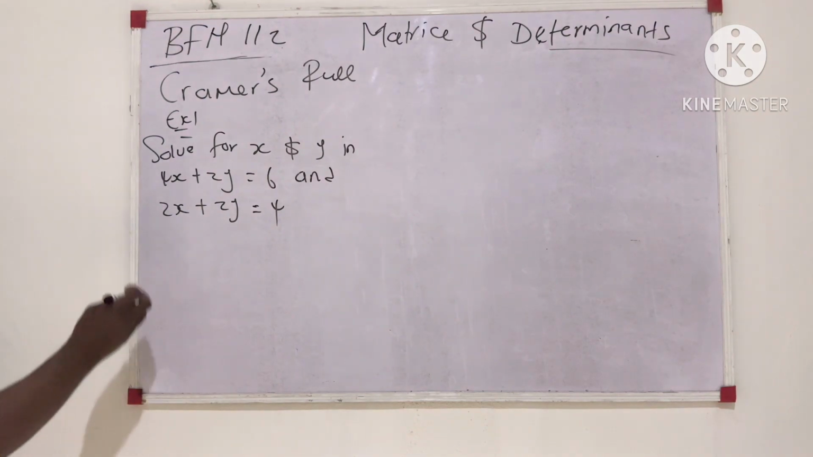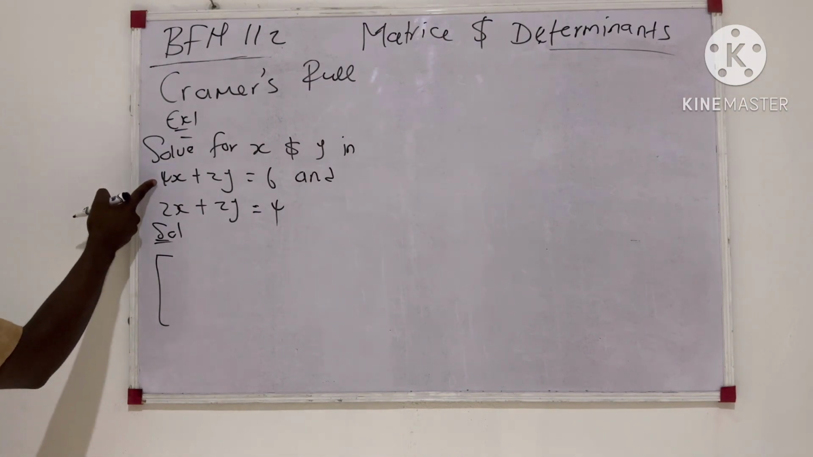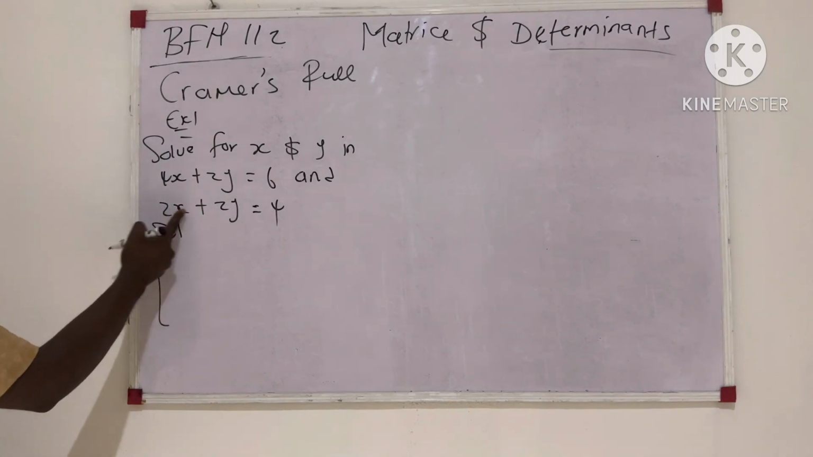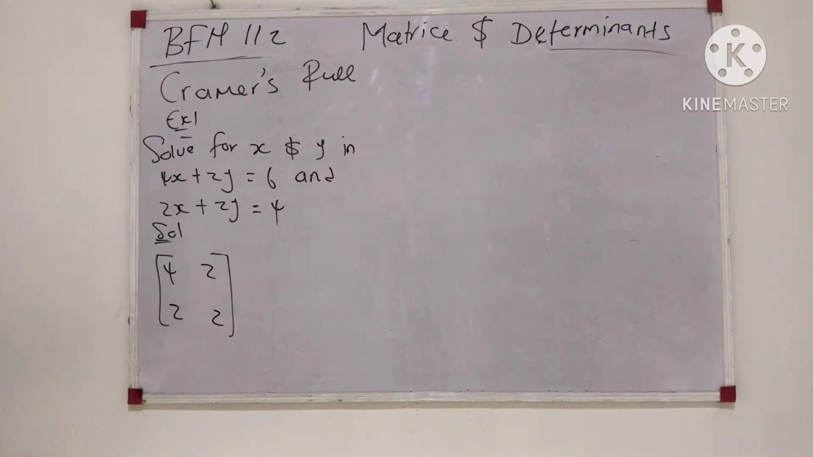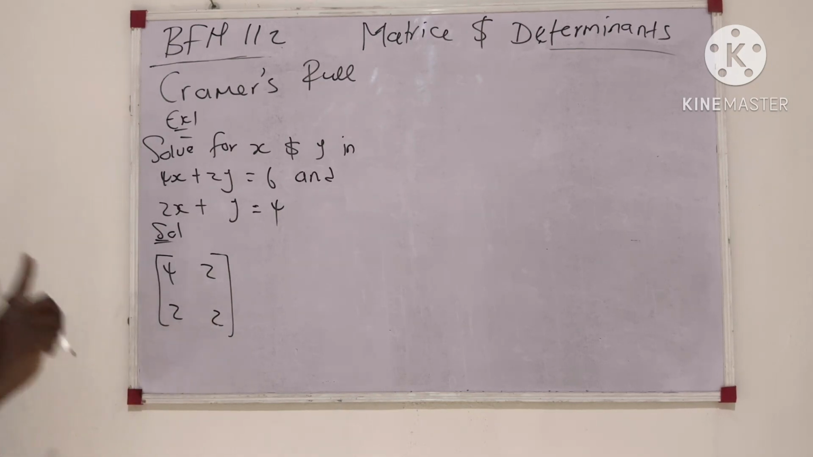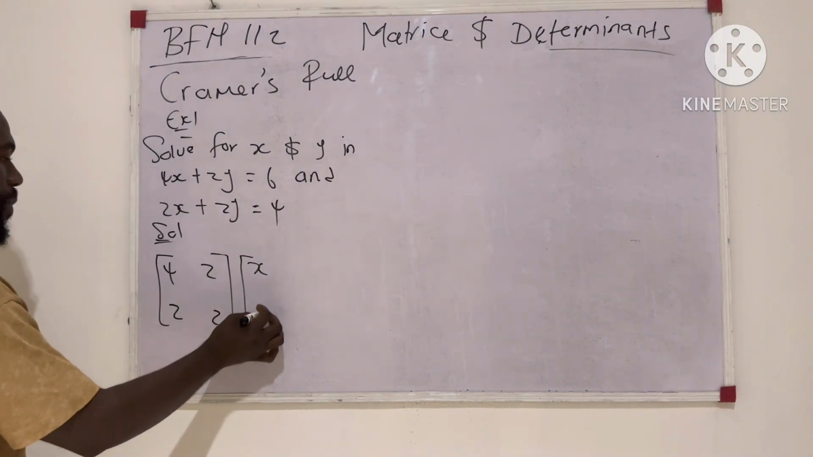Watch. First of all, the coefficient of each variable will come first, which are 4, 2, 2, 2. Then you close. That's the first thing you do. If there was no number here, what would I give here? 1, because y is carrying an invisible coefficient of 1. But actually we have 2. Now the next column talks about the variables in the question, and what are they? x and y. So here becomes x and here becomes y.